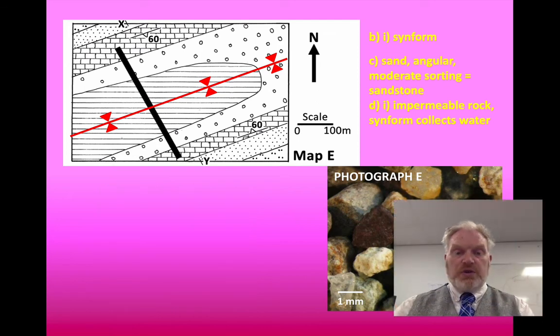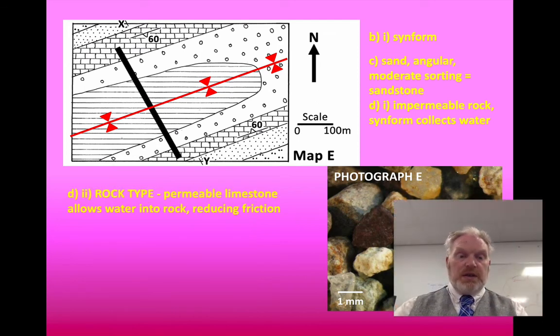There are also some potential risks to this. The rock type, we've got some permeable limestone here. The limestone will let water through it. When water gets into rock like that, it can reduce the friction between these rock units with possible serious consequences.